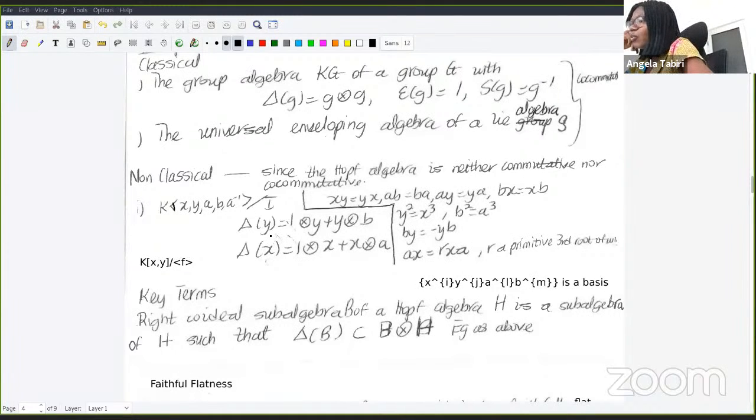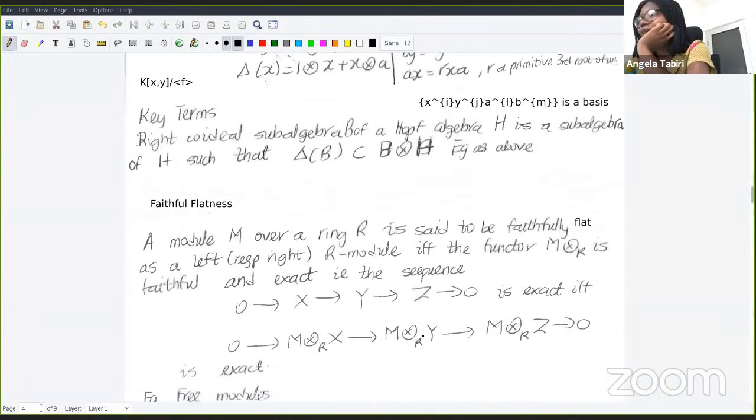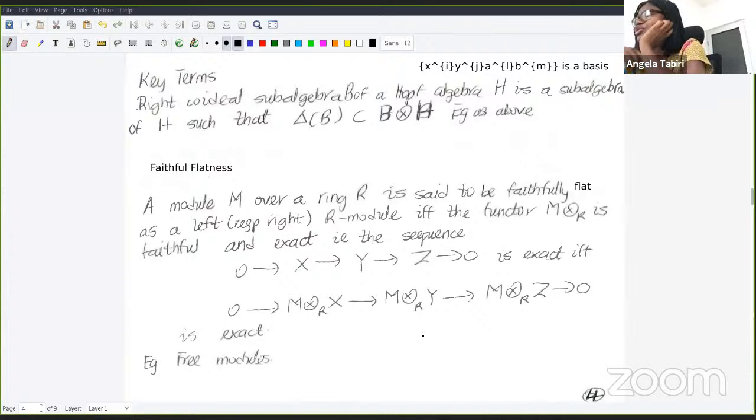Okay. So we know what a Hopf algebra is, but now we need two more definitions to define a quantum homogeneous space. If I have a Hopf algebra H and a sub-algebra B of it, such that the image of that sub-algebra is contained in B tensor H, then we say that B is a right co-ideal sub-algebra. Or equivalently, it is a left co-ideal sub-algebra if its image is contained in H tensor B.